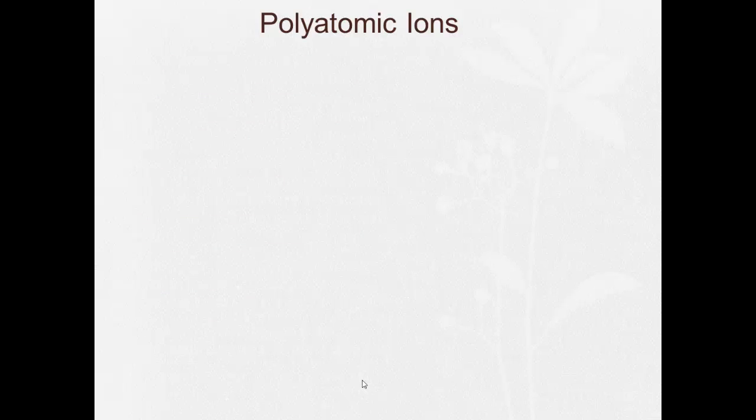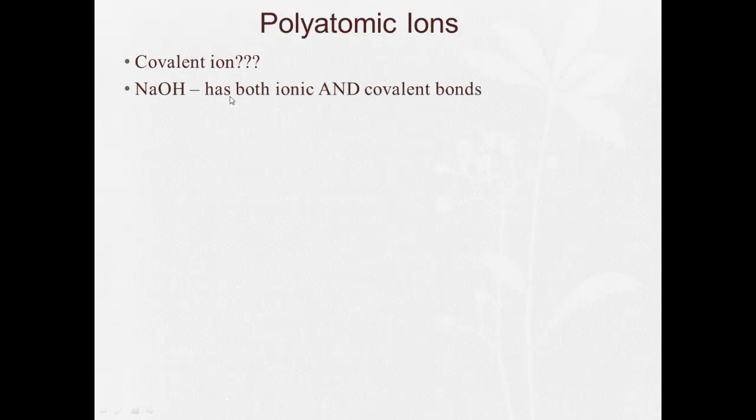Now, more complicated are what are called polyatomic ions. I like to think of it as a covalent ion. What that means is that they contain both ionic and covalent bonds. So if we have sodium hydroxide, Na+ and OH-, between the oxygen and the hydrogen is a covalent bond, but since this is negatively charged and the sodium ion is positively charged, they stick together like things that are ionically bonded normally will do.